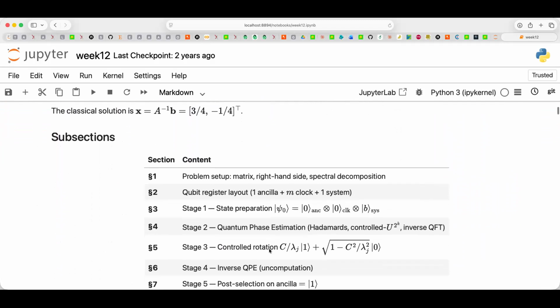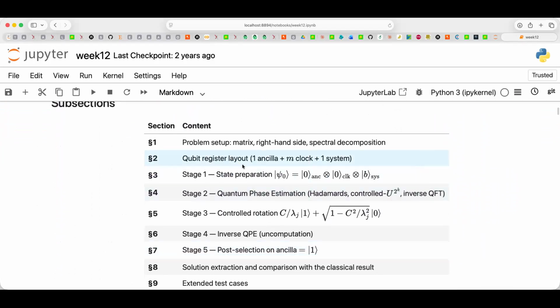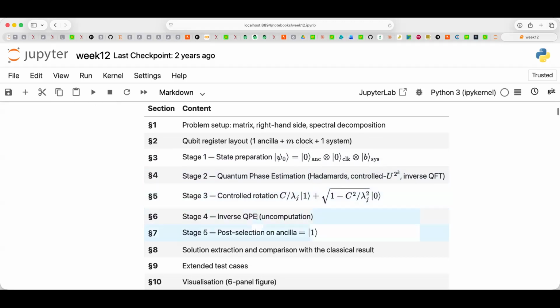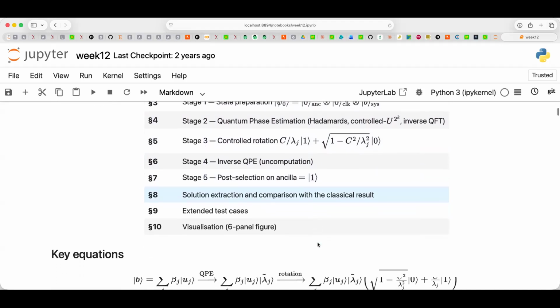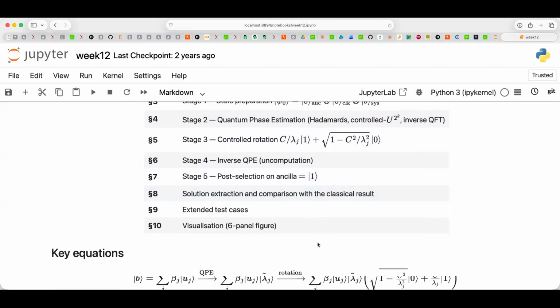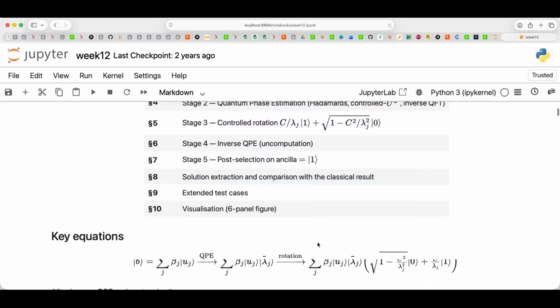It contains a problem setup, the qubit registers, the state preparation, the quantum phase estimation, which we also discussed last week, with the inverse QFT. Then it has the controlled rotation, and then the inverse QPE, and then there's a post-selection here. And then it selects the solution and compares with the classical result. So this is essentially what you will find in the first code.